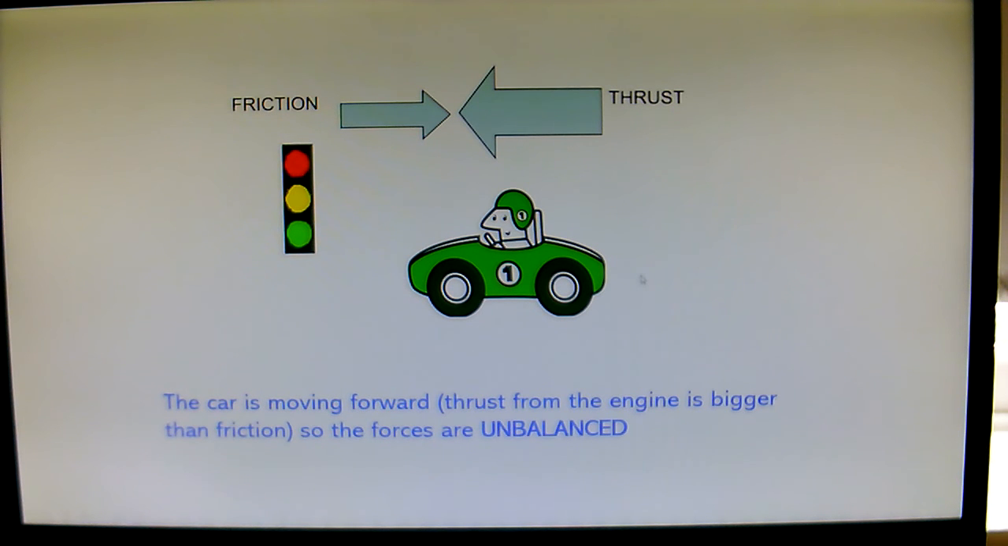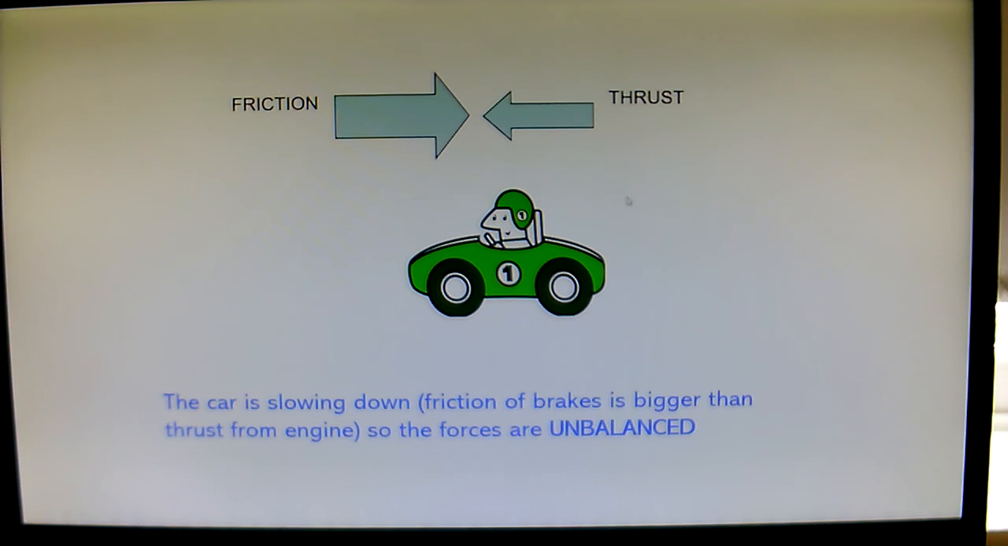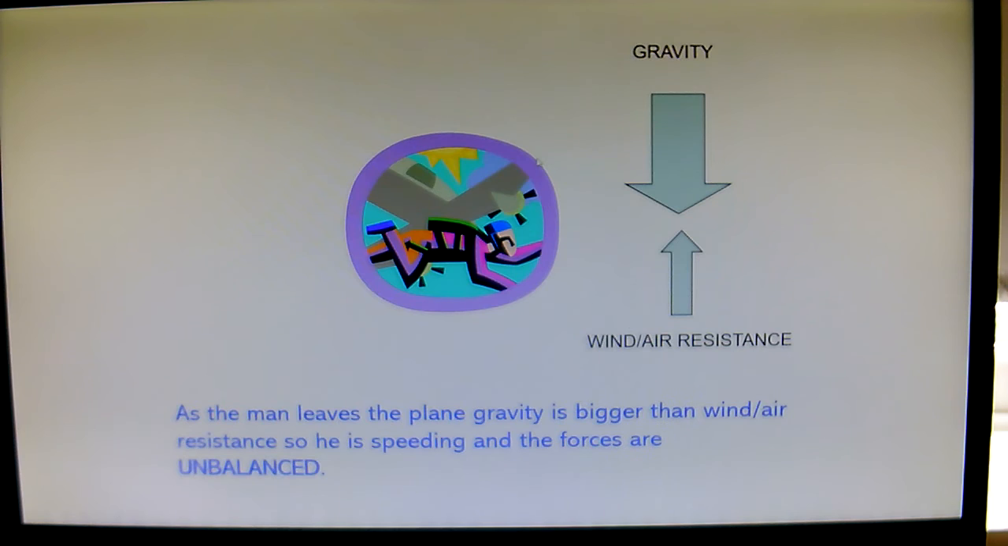When the car starts to move forward, the thrust from the engine that makes it move is going to be larger than the friction. It has to be larger than the friction to actually allow it to move. So in this case, the forward thrust is bigger, and in that case, the forces are unbalanced. This one, the car's slowing down. So this time, when you put your foot on the brake, you increase the amount of friction with the tyres, and that is going to be a force that slows it down. So this time the friction force is bigger than the engine thrust, bigger than that force pushing it forward. So the car will slow down, and again those forces are unbalanced. So friction is larger than thrust this time.